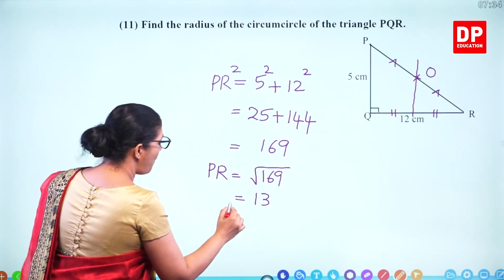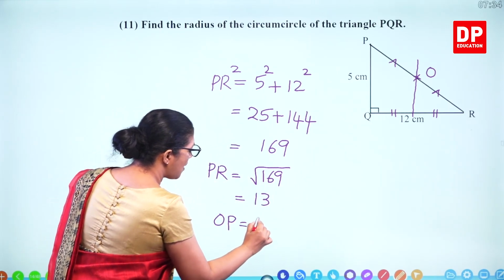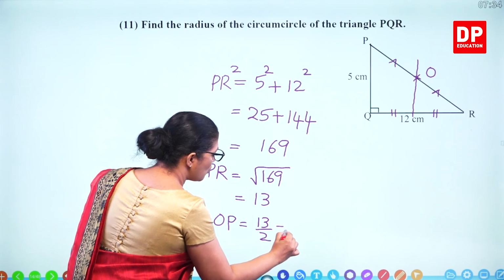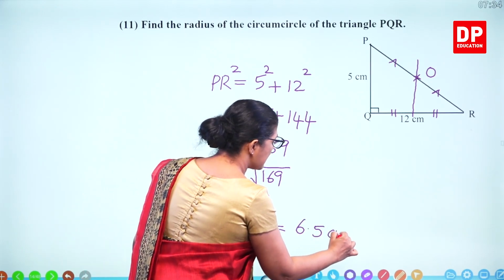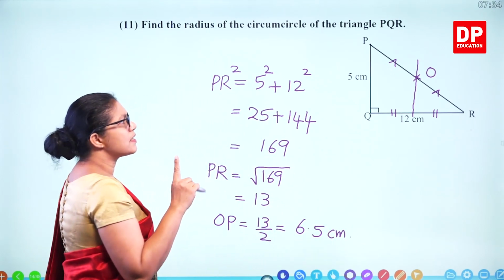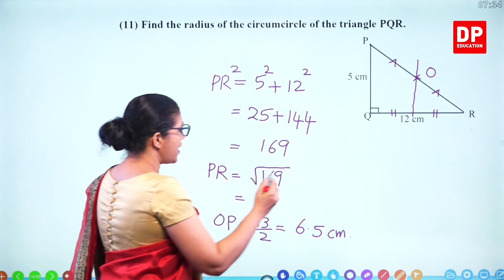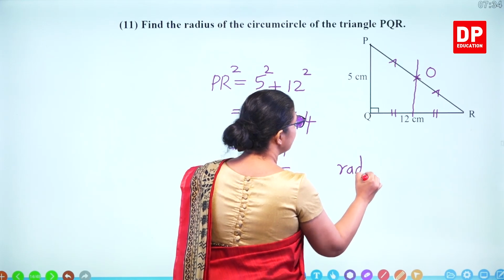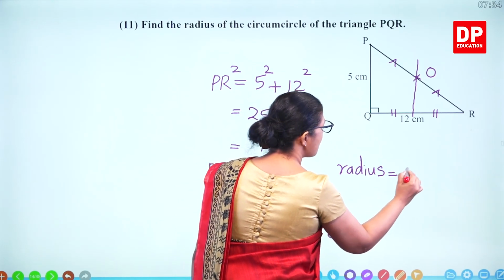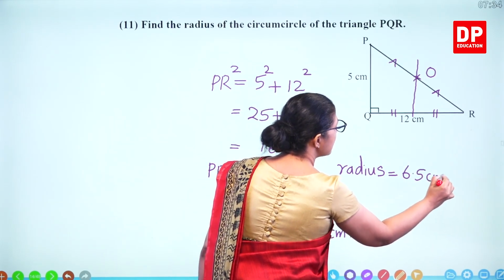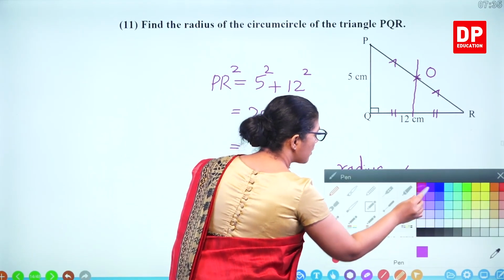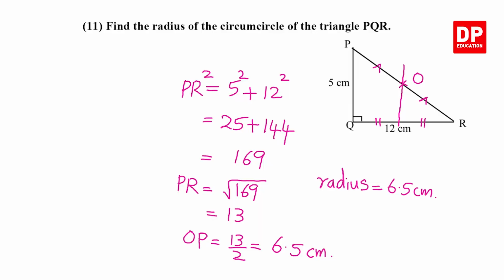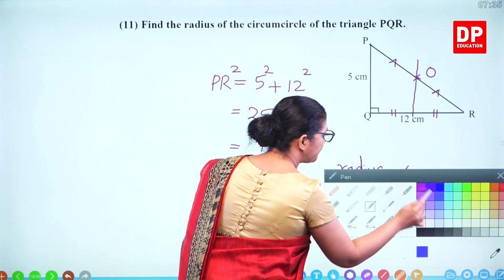So OP becomes 13 divided by 2, 6.5 centimeters. So radius becomes that. So radius 6.5 centimeters. So 1 mark. Pythagoras theorem and 1 mark to find out the radius.